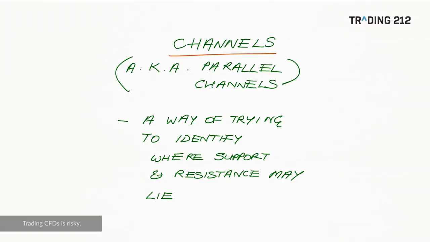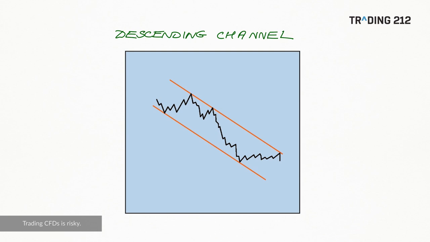and so on. Now, as well as drawing trend lines on a chart, we can also try and identify channels of price movement by adding a pair of parallel lines, one above and one below where the price is oscillating. So channels, also known as parallel channels, it's just a way of trying to identify once again where support and resistance may lie.